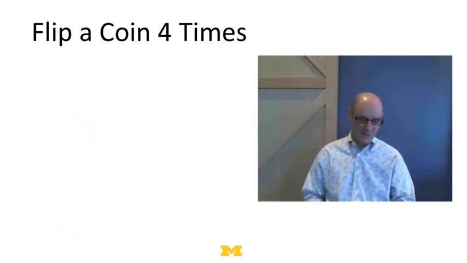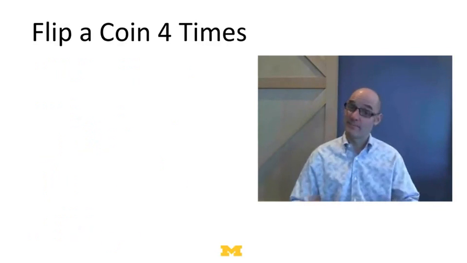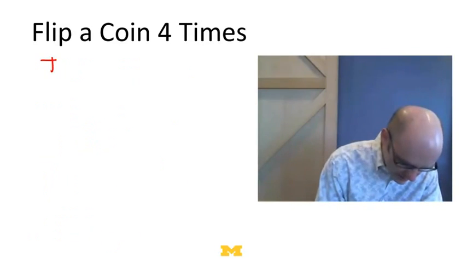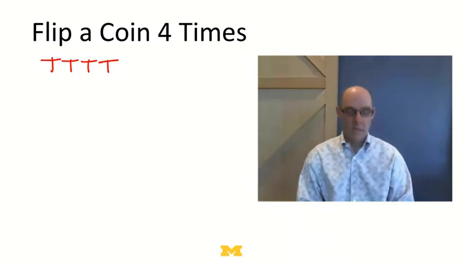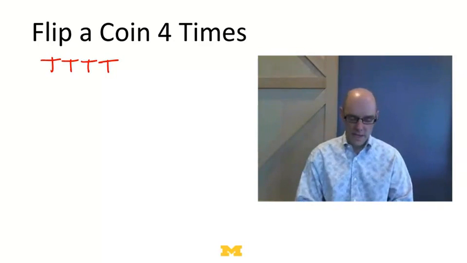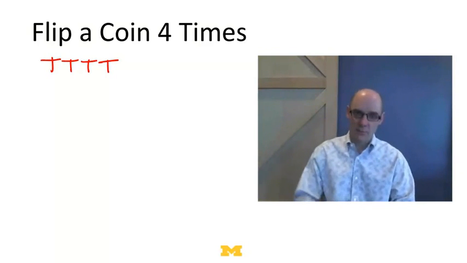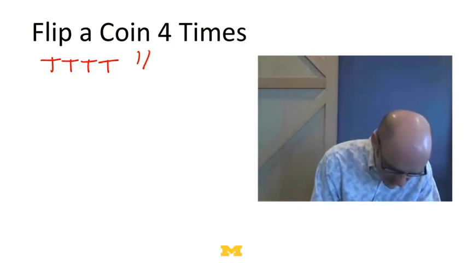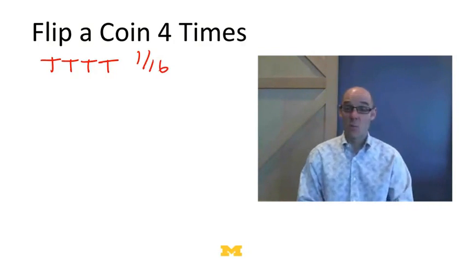Okay, let's suppose I flip it 4 times. Well, this gets harder. Like, what are the odds of getting no heads? I could get tails, tails, tails, tails. Well, how do I figure out the probability of that? Well, it's 1/2 times 1/2 times 1/2 times 1/2, so that's 2 times 2 times 2 times 2. So that's 1/16.